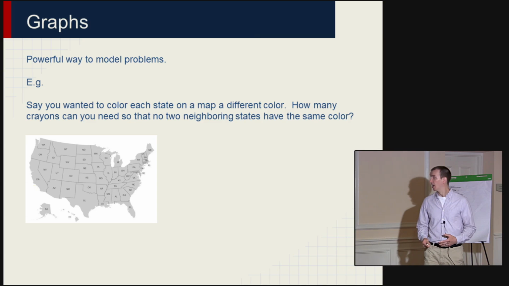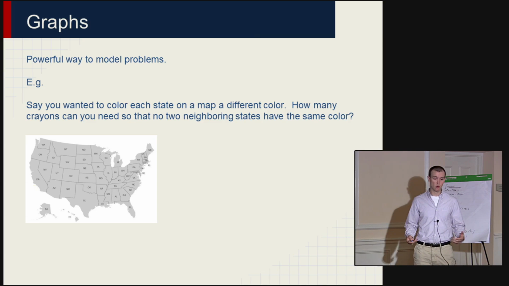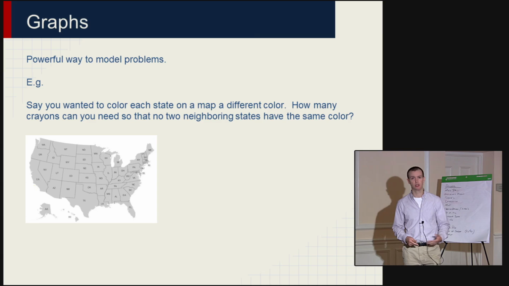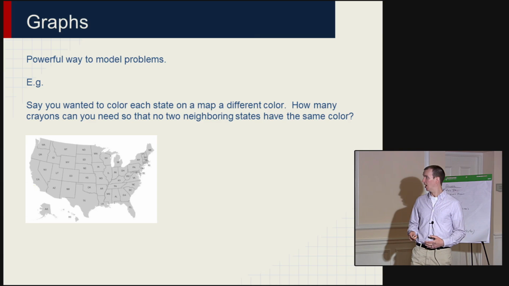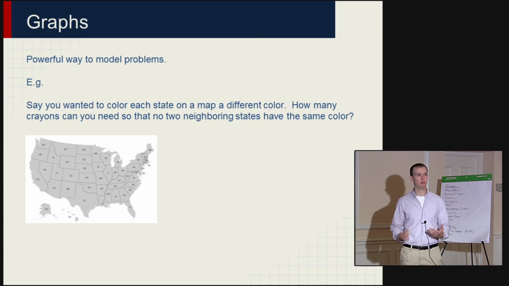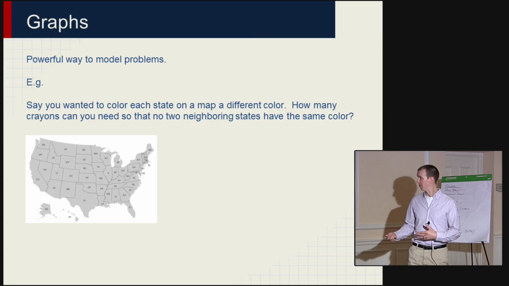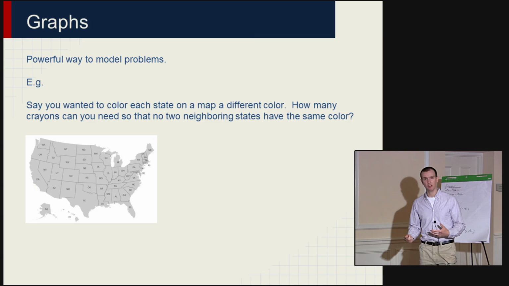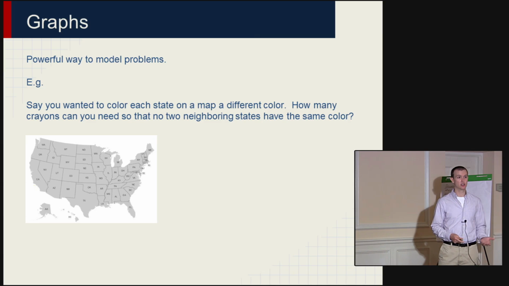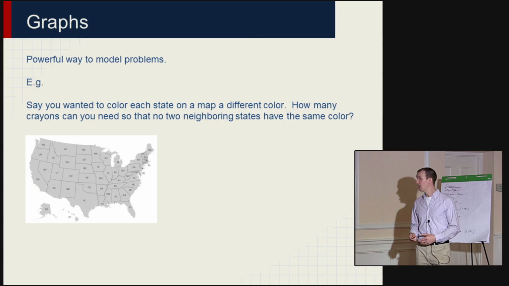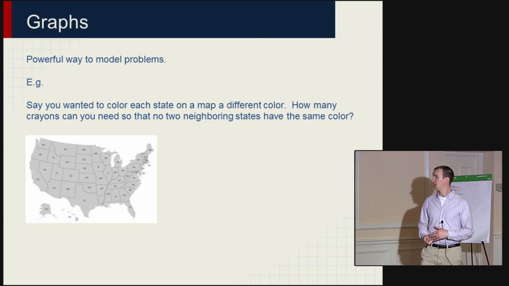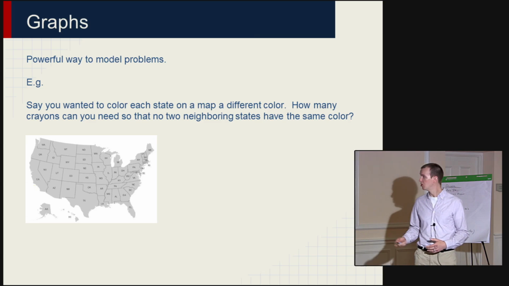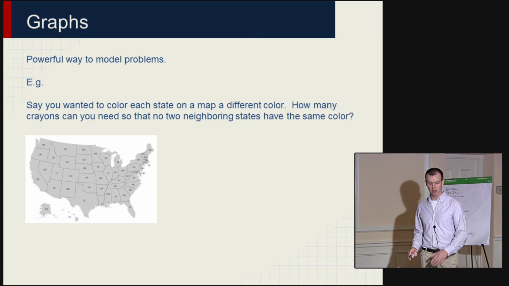Graphs are a very powerful way to model problems and then to come up with solutions. So for instance, if you wanted to color each state on a map of the US a different color, you might want to figure out what color you should assign to each state. You might also be curious, just how many crayons can you get away with? How few can you have in order to color every state so that no two neighboring states have the same color?